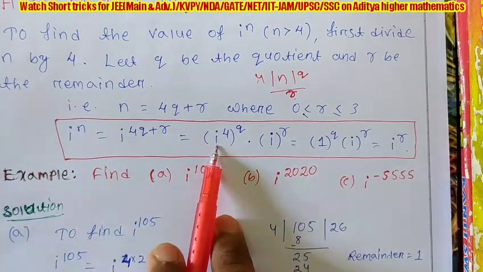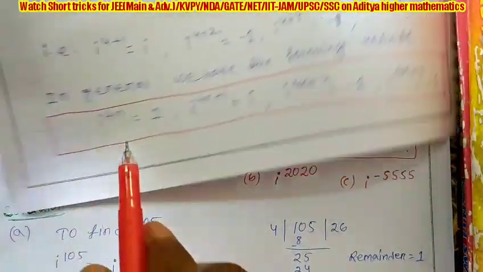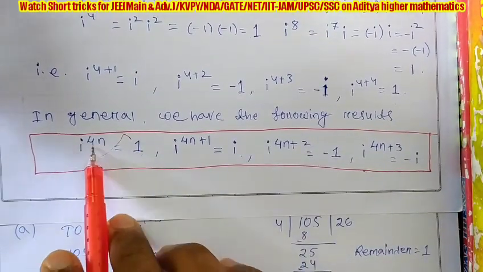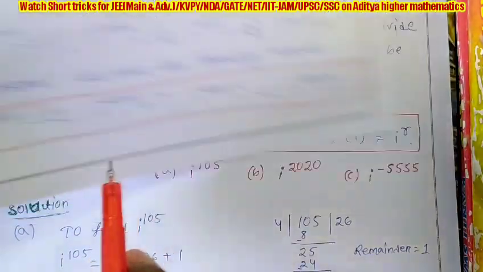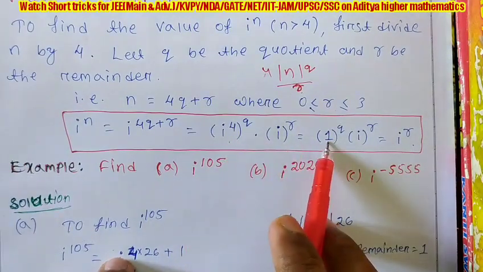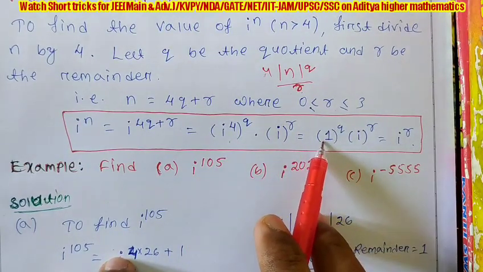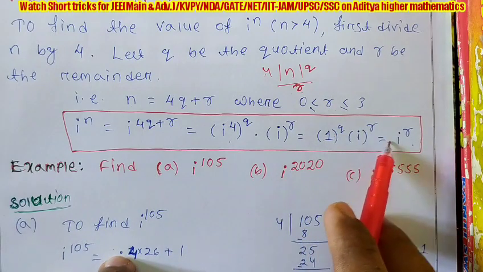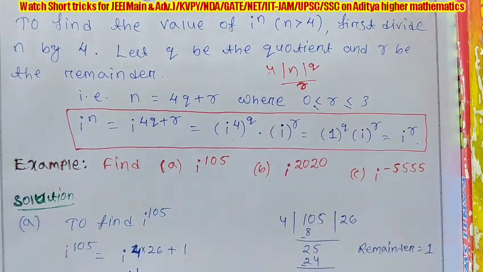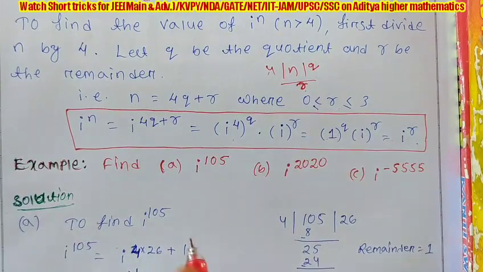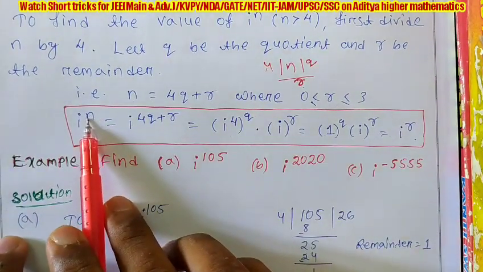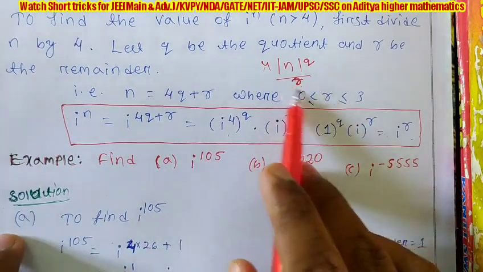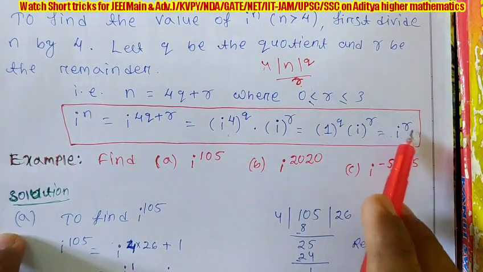And I told you that i to the power 4 multiplied by any integer has the value 1. So i to the power 4q you can write as 1, and 1 to the power anything is 1. So 1 multiplied by i to the power r is i to the power r. That means what is the conclusion? Whatever number is given, its value is i to the power of the remainder.